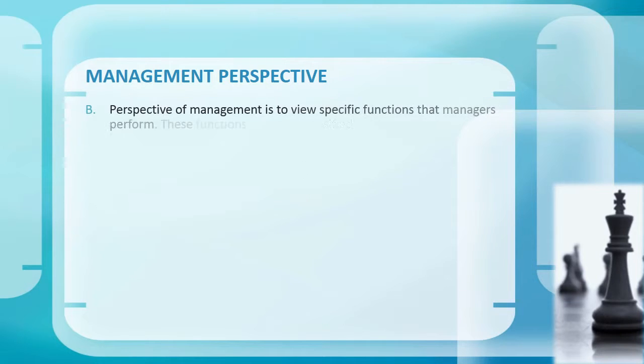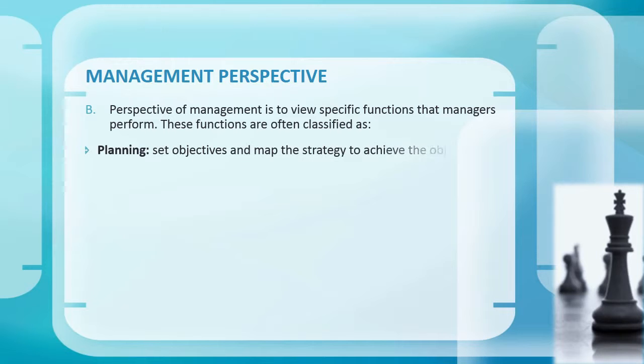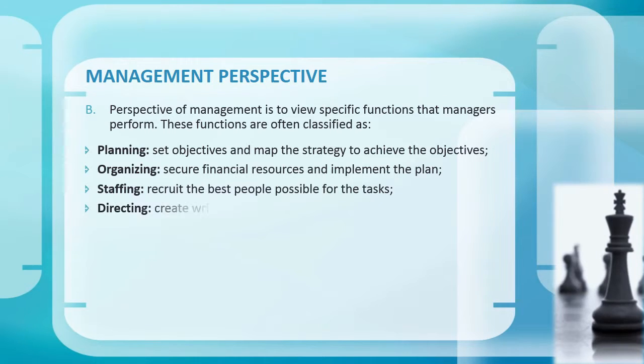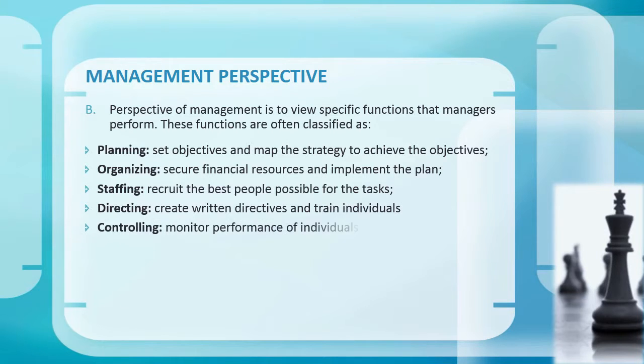Another perspective of management is to view specific functions that managers perform. These functions are often classified as planning: set objectives and map the strategy to achieve the objectives; organizing: secure financial resources and implement the plan; staffing: recruit the best people possible for the task; directing: create written directives and train individuals; controlling: monitor performance of individuals and the entire project.